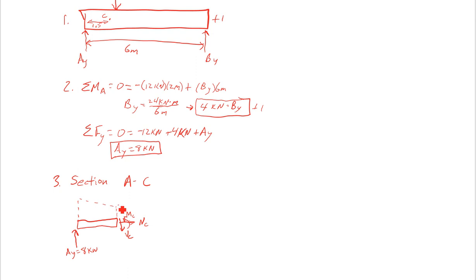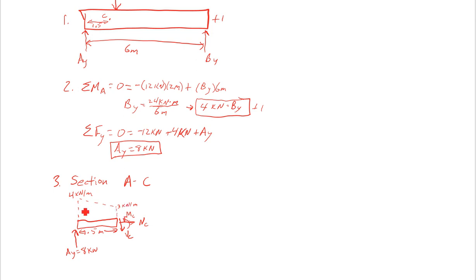So at this point it's going to be 3 kilonewtons per meter. At this point it's 4 kilonewtons per meter. How did I find that? Well, I knew C is 1.5 meters away from A, and the total thing is 6 meters, so that's 1/4. So taking 4 times 3/4 gets me 3 for the value at this point.